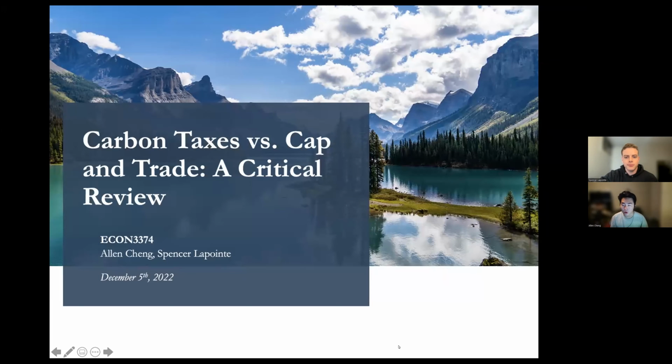Hi everyone, today we'll be going over a research paper on incentive-based regulation. Mainly it touches on carbon taxes versus cap and trade, and it provides an analysis around the pros and cons of each, and some of the conclusions revolving around which policy would be preferred.